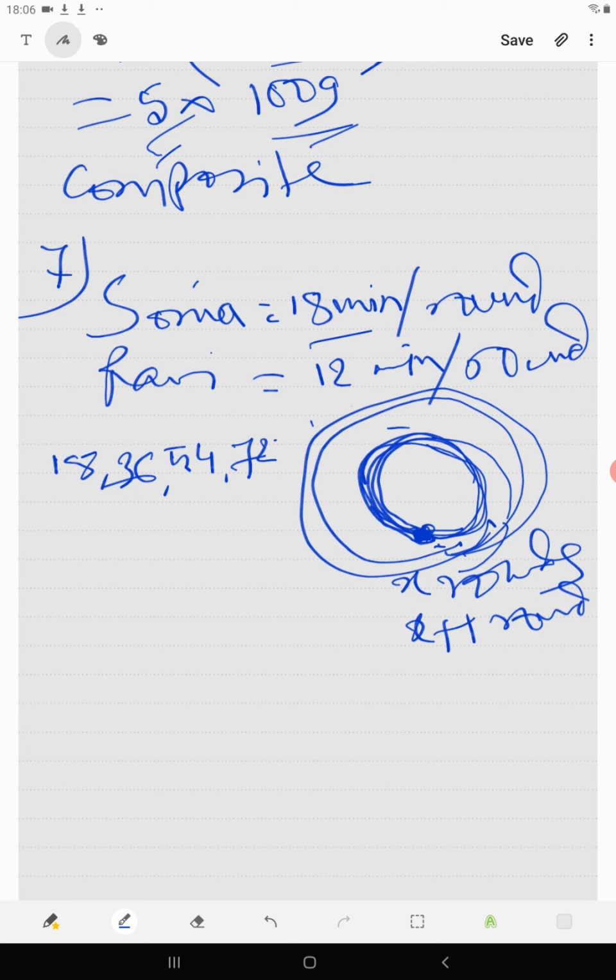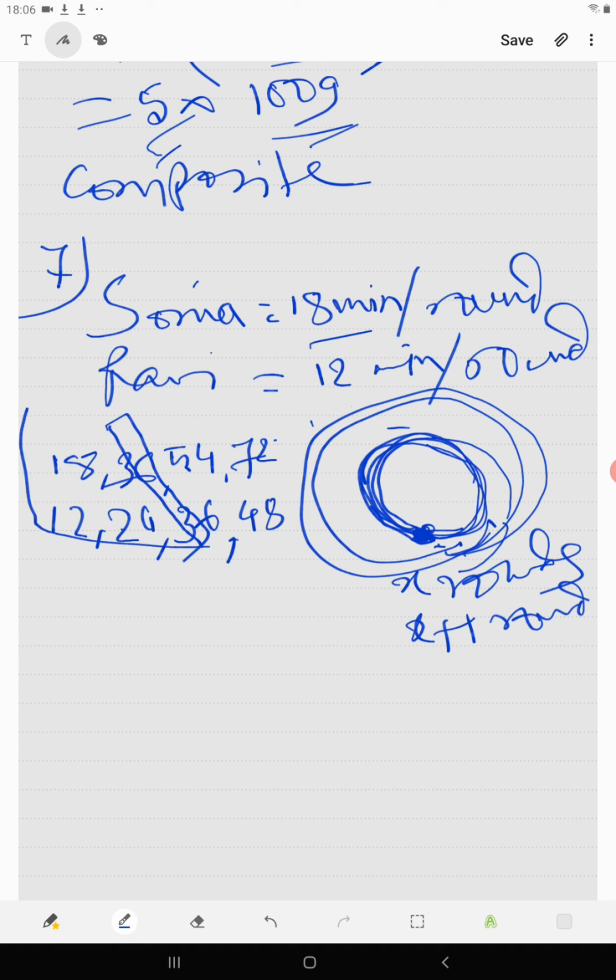Similarly, when Rabi starts, he will go like 12. First round he will complete in 12. Second time he will be at the initial point at 24 seconds. When he goes for the third round, he will reach the starting point at 36 seconds. Okay, then 48. So can you see this? They are meeting at the starting point both at 36. So with this method, it should be the LCM of 18 and 12.